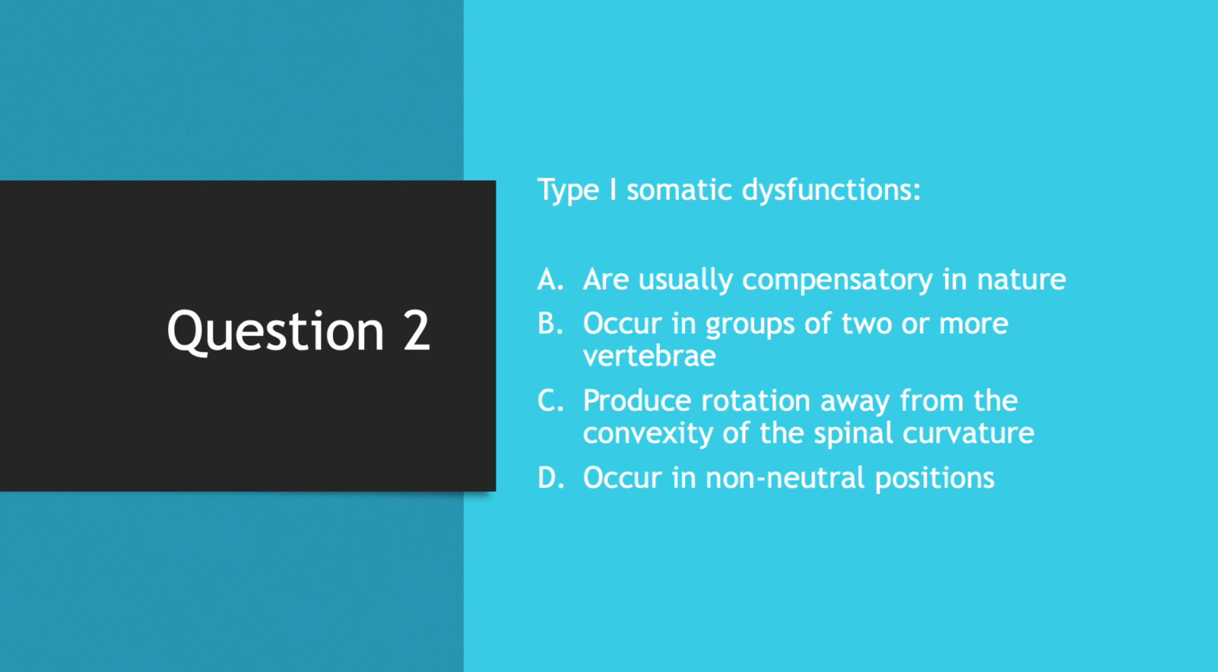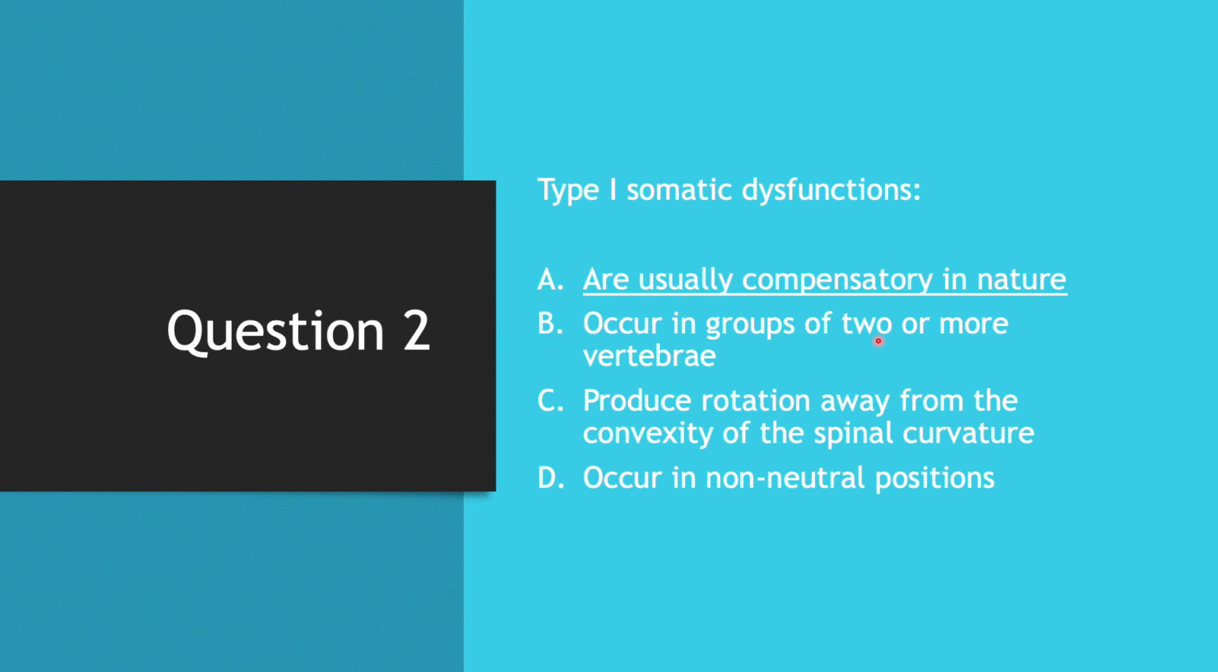Type 1 somatic dysfunctions are usually compensatory in nature, occur in groups of 2 or more vertebrae, produce rotation from the convexity of the spinal curve, occur in non-neutral positions. These are going to be typically seen compensatory in nature to a short leg. Sometimes you'll see this in response to things such as sacral flexions, non-neutral lumbar somatic dysfunctions. And so if you find type 1 somatic dysfunction, look for something else first prior to treating it.